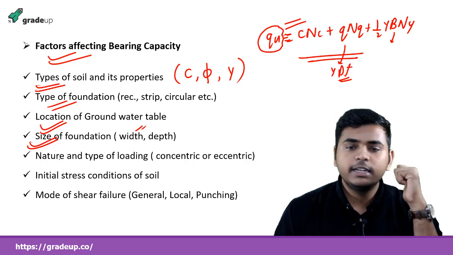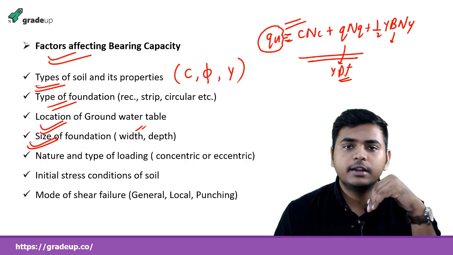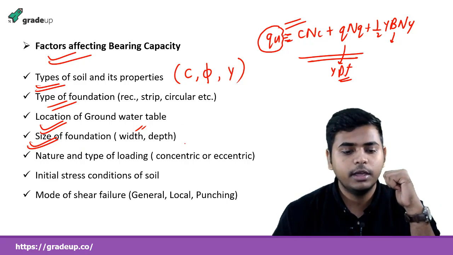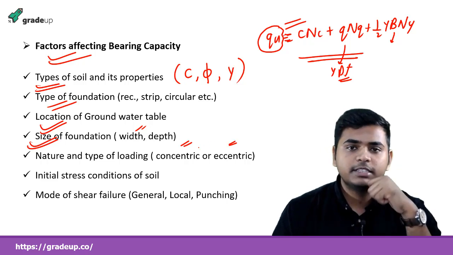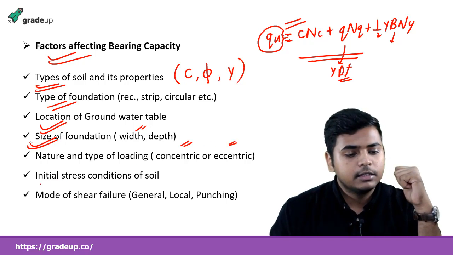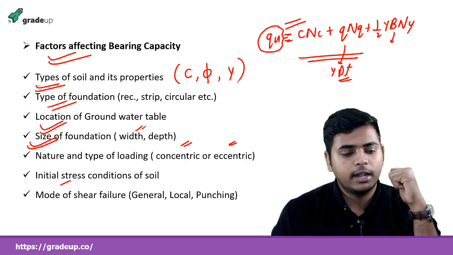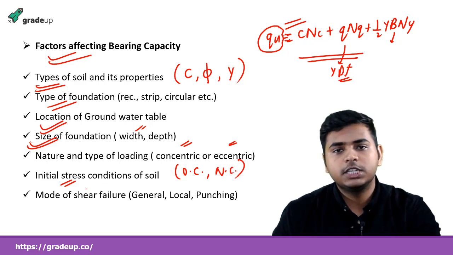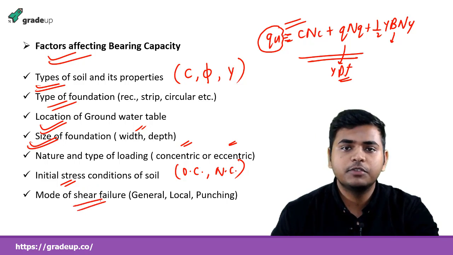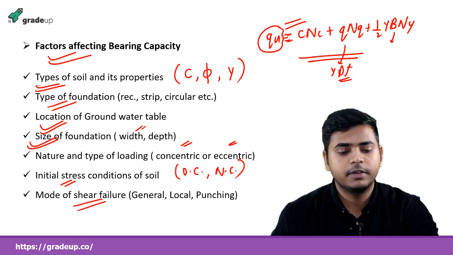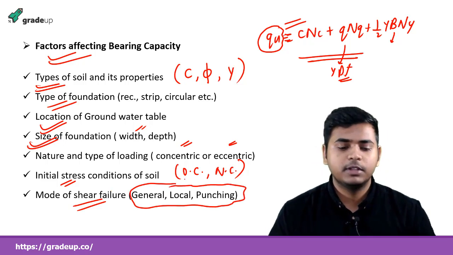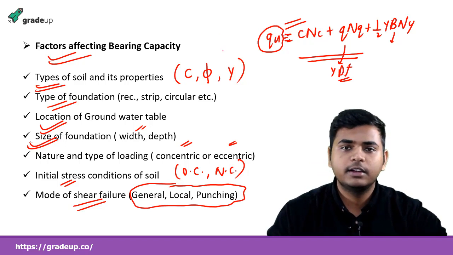Now it also depends on the nature and type of loading, that is whether the load is concentric or acting at a point away from the center, that is eccentric. The values will change accordingly. The next factor is the initial stress condition of the soil, that is whether it is over consolidated or normally consolidated, and the values will change. And the last is the mode of shear failure which is taking place, that is either general shear failure, local shear failure or punching shear failure. All these types of shear failures you will be studying in the next video. We will begin with this, so you will have a clear understanding.